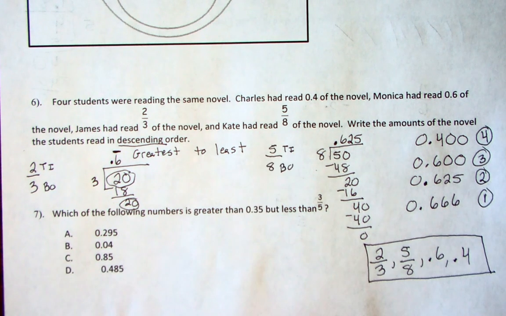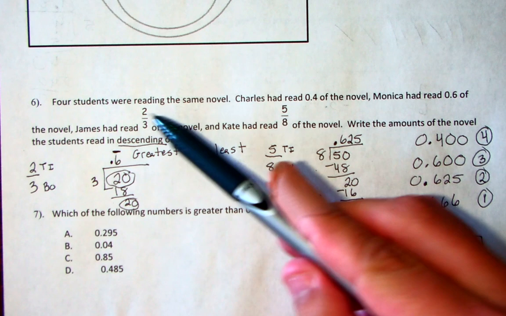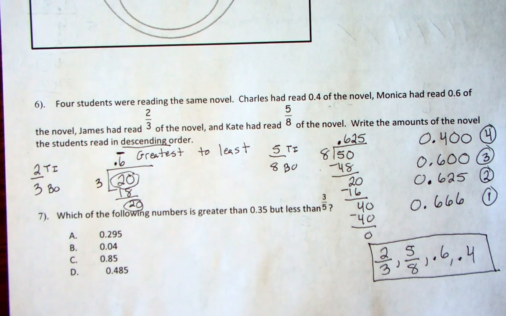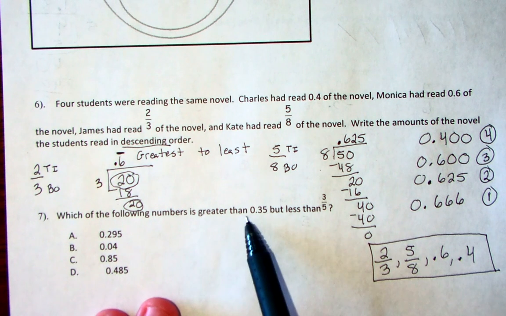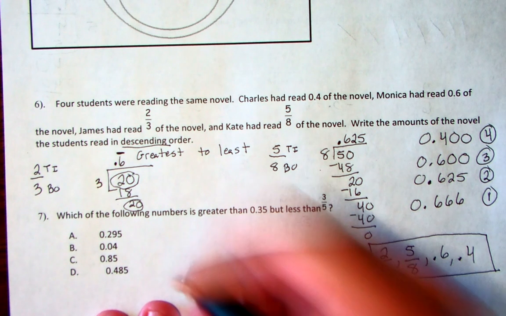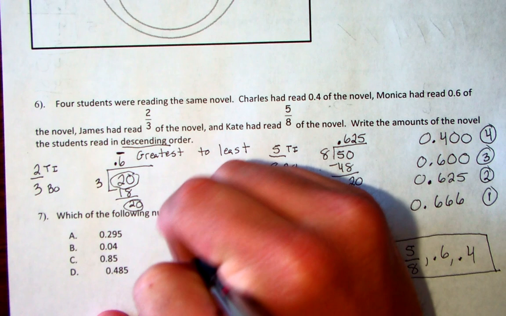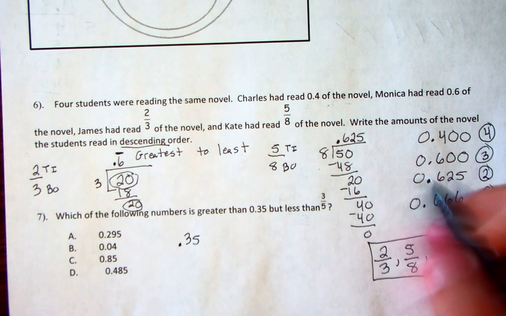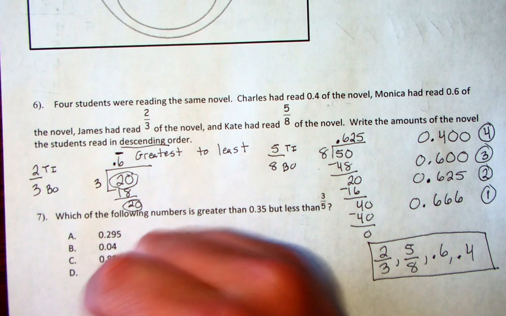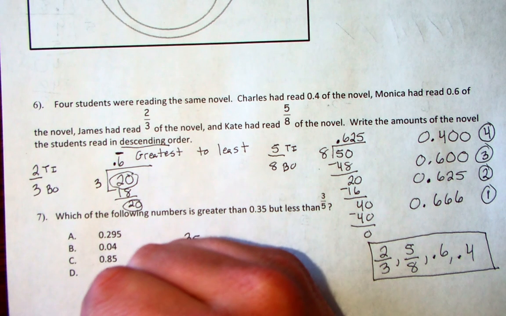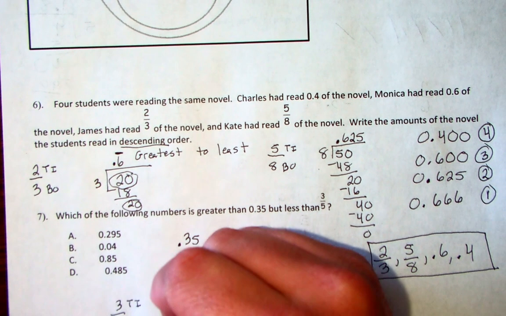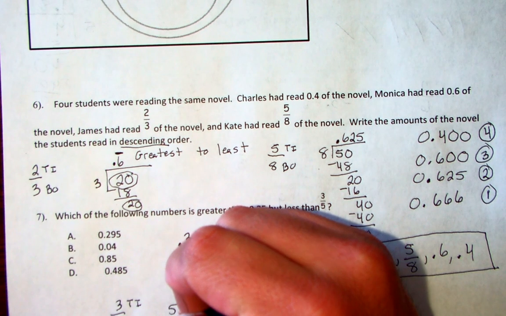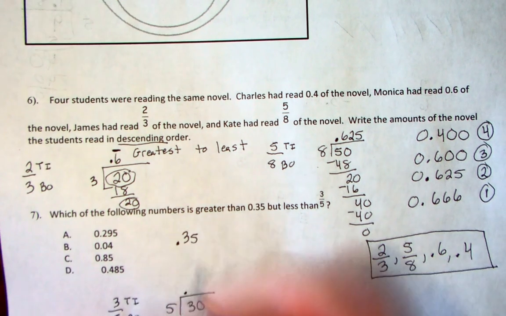Okay, guys, on your test, you're going to have to convert fractions to decimals and compare in order, just like we did here. Okay. Which of the following numbers is greater than 0.35 but less than 3/5? Turn that fraction into a decimal. Top in, bottom out. 5 cannot go into 3, but 5 can go into 30 6 times.